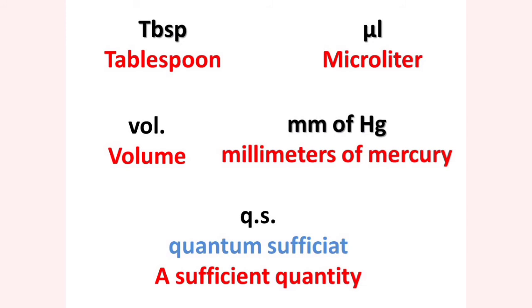Another is mm of Hg. Mm of Hg means millimeter of mercury. This unit is used for the measurement of our blood pressure. Another is QS, which means quantum sufficit in Latin language and a sufficient quantity in the English language.